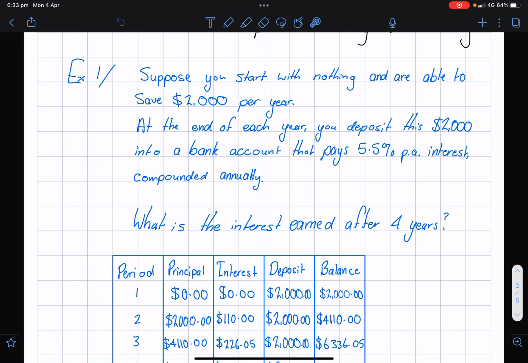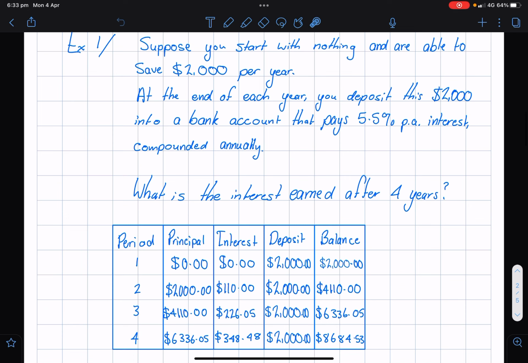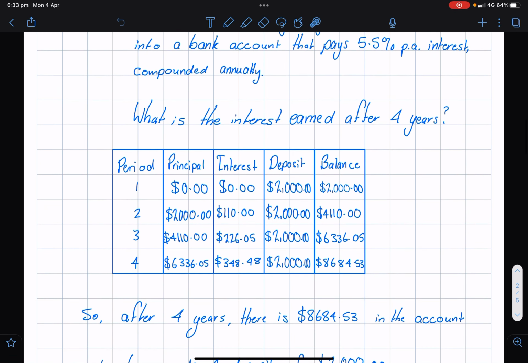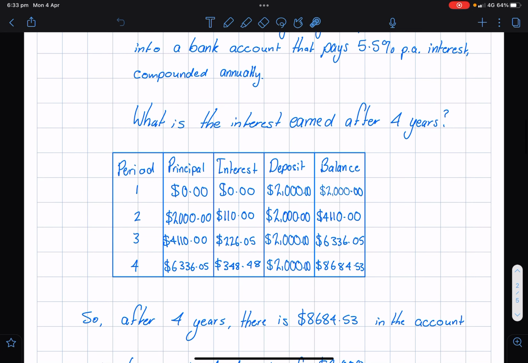You'll see that we make an interest of $226.05. Adding another $2,000 on top, we have a new balance total of $6,336.05. And then finally, we're going to take that value, find the interest on that, which is $348.48, add another $2,000 because it's the end of the year. And then you see that our balance at the end of 4 years is $8,684.53. And that is exactly what I have written down here.